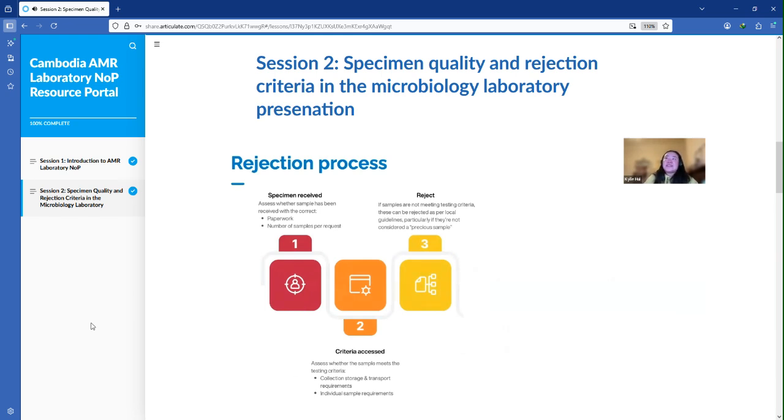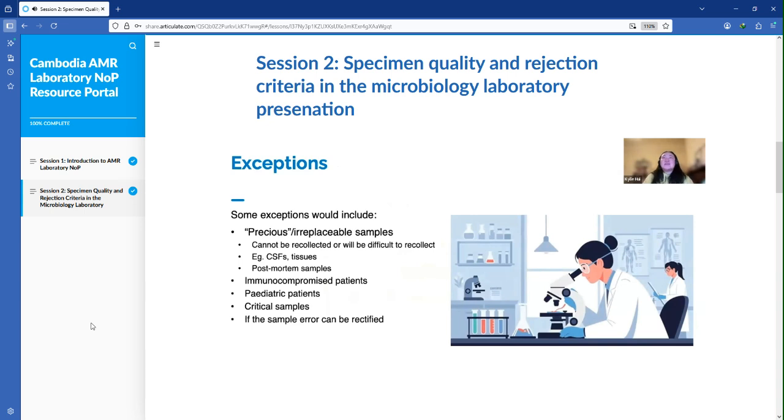If the sample is not meeting testing criteria, it can be rejected as per local guidelines, particularly if it's not considered a precious sample. So what do we mean by a precious sample? These are exemptions: any precious or irreplaceable samples, anything that cannot be recollected or will be difficult to recollect, such as CSFs, tissues, or post-mortem samples. We might exempt these from particular rejections. Every time we are thinking about rejecting a sample, we would call up the requesting clinician to see if anything can be done.